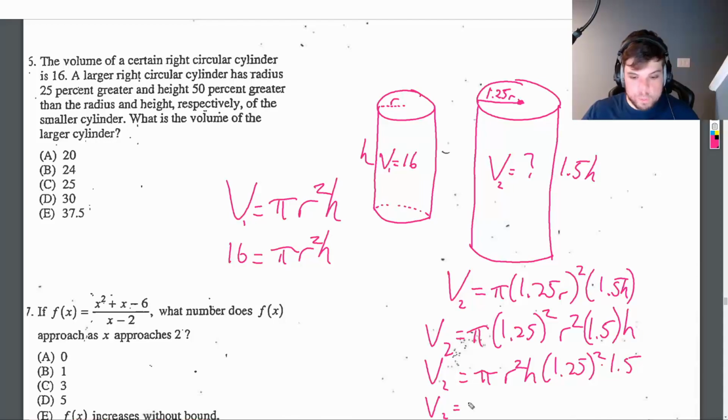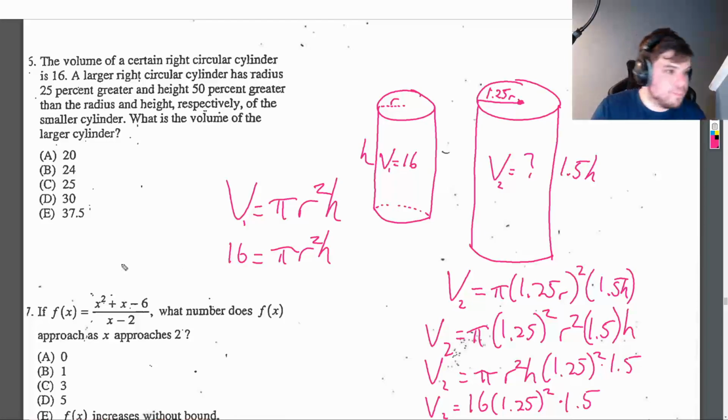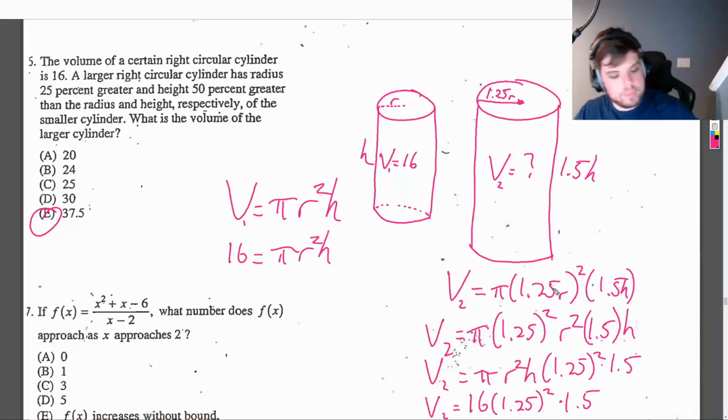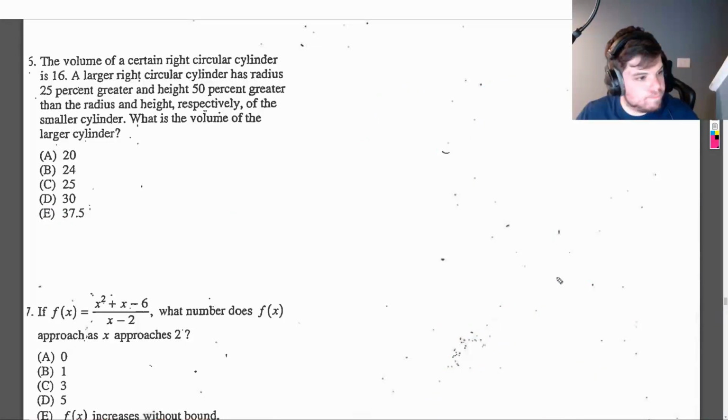V2 equals pi r squared h, that's V1, that's 16. 16 times 1.25 squared times 1.5. Calculator time. 16 times 1.25 squared times 1.5 is 37.5. That is my final answer. That's all she wrote.